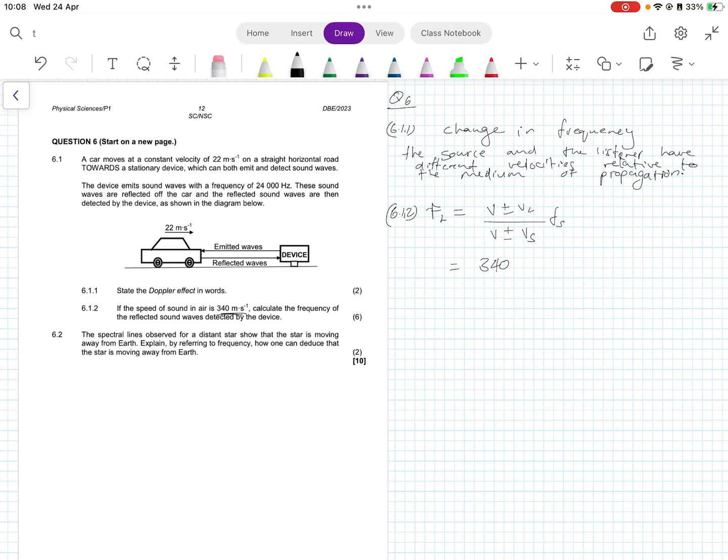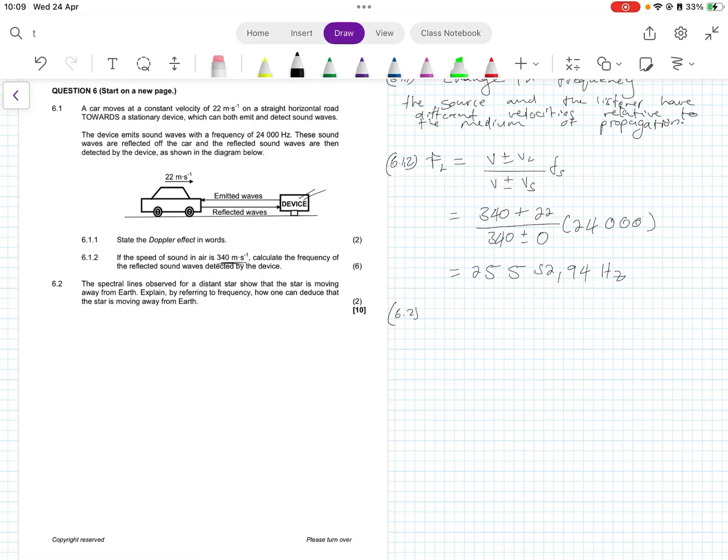the car is moving at a constant velocity towards the stationary device, meaning at this point we are going to add the velocity of the listener. So that's going to be plus 22 divided by 340 plus or minus the velocity of the source, which is 0, because the device that is emitting the sound is stationary, therefore its velocity is 0. And we are told that the frequency emitted by the source, which is this device right here, is equal to 24,000 Hertz. And then your final answer tells you that the frequency observed by the listener is equal to 25,552.94 Hertz. Wonderful.